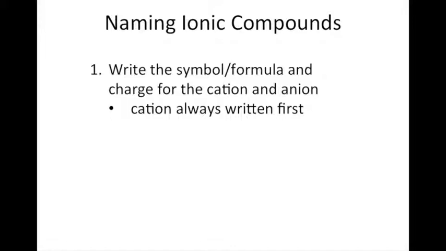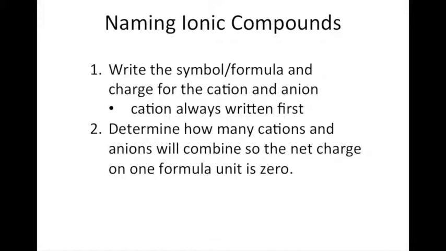So, when you are given the name of an ionic compound and you're asked to write the chemical formula, you want to go through a few steps. Don't try to do it all in one step. Go through this very systematically and you'll get the right answer. The first thing you want to be able to do is when you're given the name, you want to write the symbol or formula for the cation and the anion. So you want to write the symbol or formula and the charge for both the cation and the anion. Remember that the cation will always be written first.